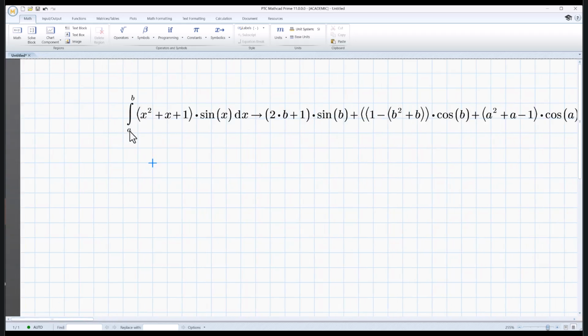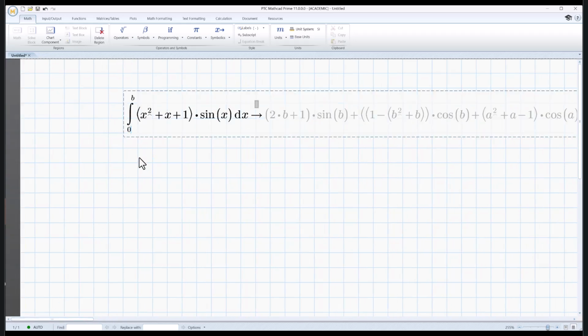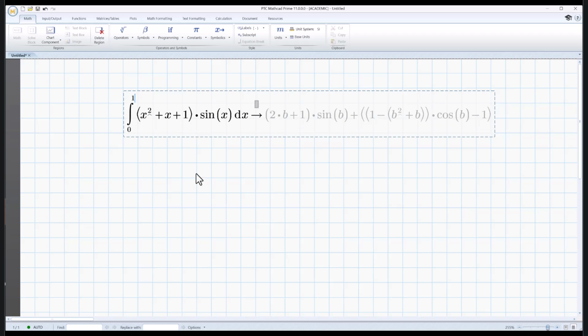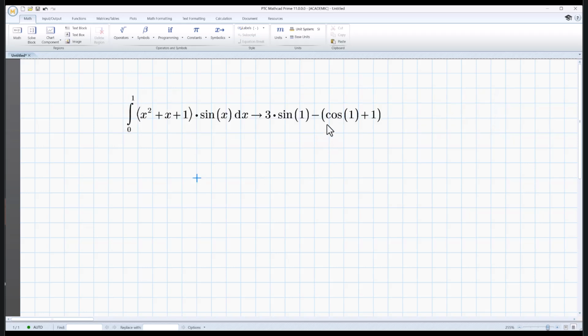Could I put a number in there? Sure. Let's put a 0. Okay, now it's back to something a little more compact. What if I say 0 to 1? There. Now notice it gives me cosine of 1 right there. That's 1 radian. And sine of 1 right there. It doesn't give me a number. It gives me that.